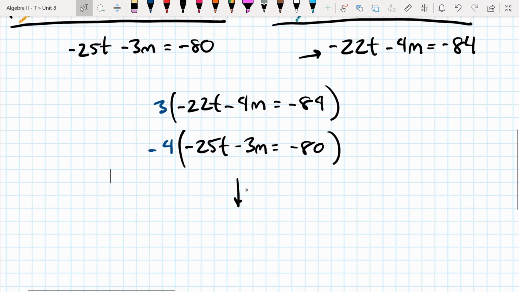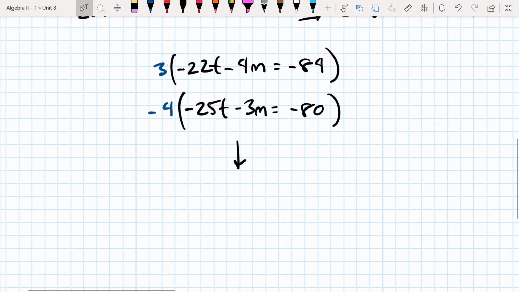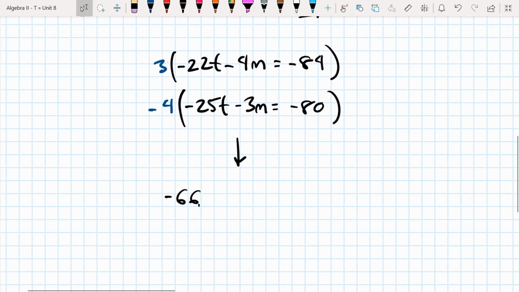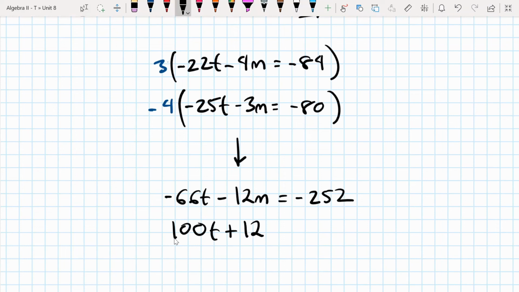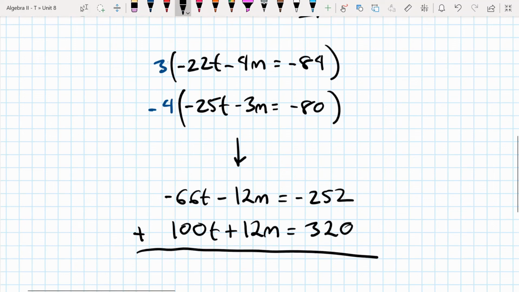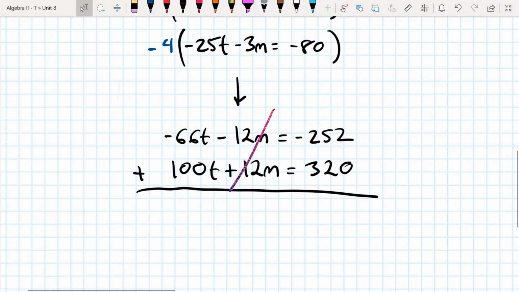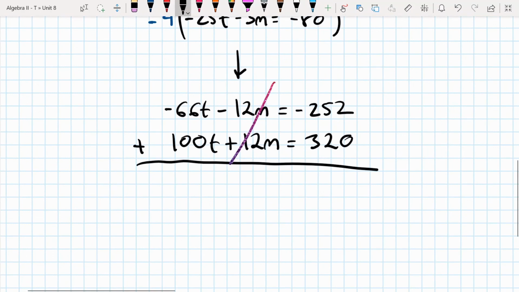Okay, now let's multiply this through. So -66 times t minus 12 times m is equal to -252. 100 times t plus 12 times m is equal to 320. And now we're in a place where we can add these together and get rid of the variable m. So -66 plus 100 is 34 times t is equal to 68. And so the t value here is going to be equal to 2.